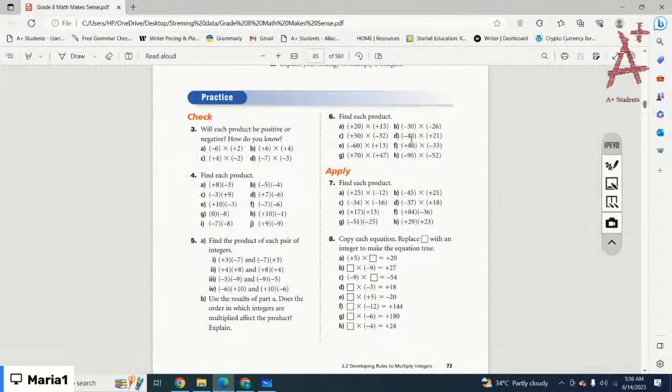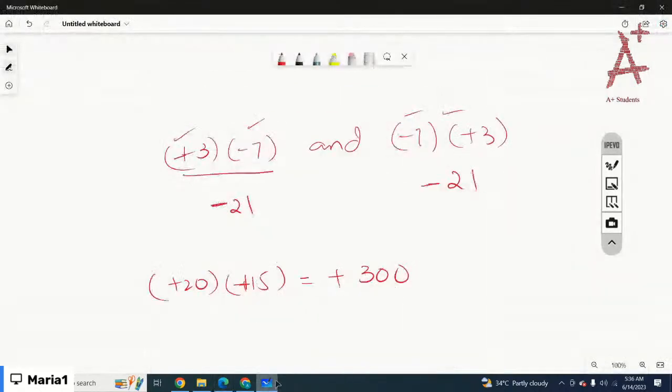The next one is negative 40 times positive 21. So you're multiplying two numbers with opposite signs. The answer must be negative. 4 times 1 is 4, 4 times 2 is 8, so it would be negative 840. Got it?